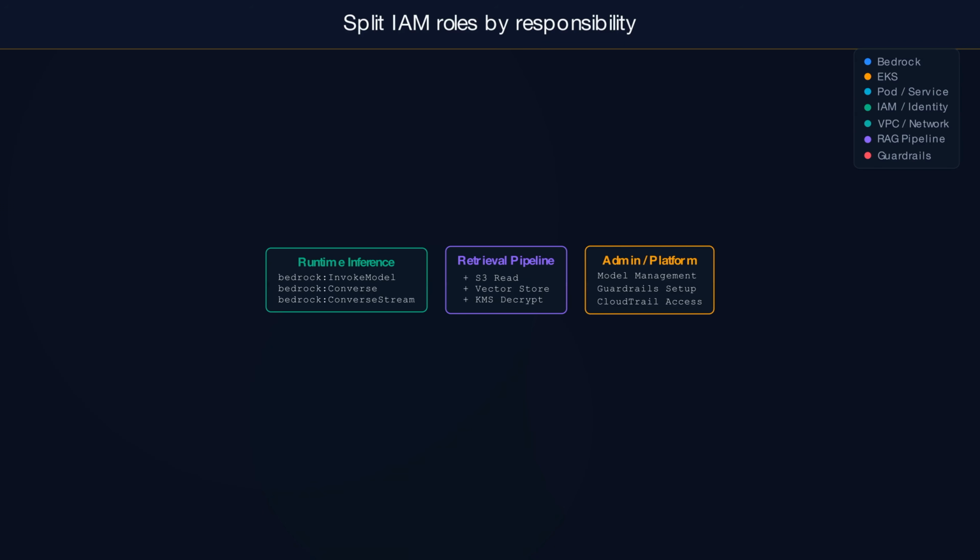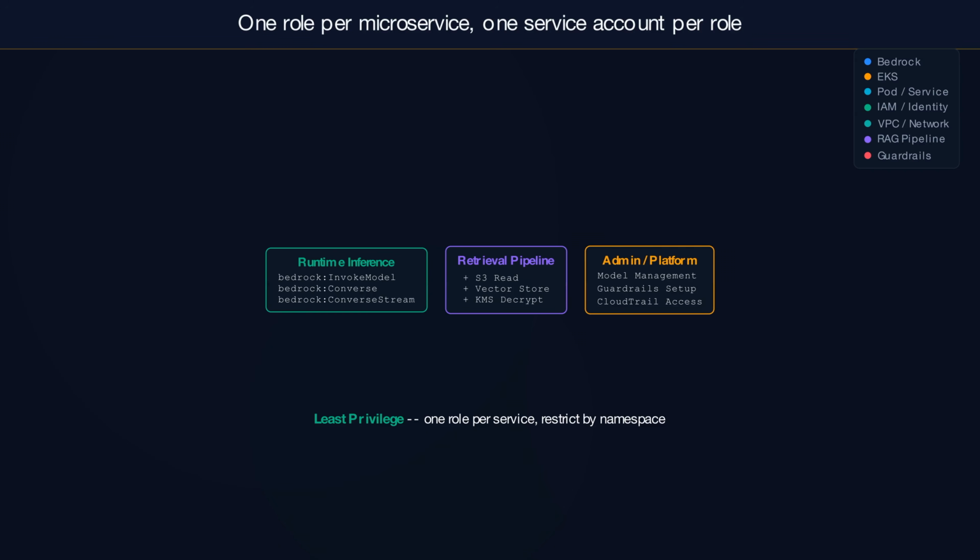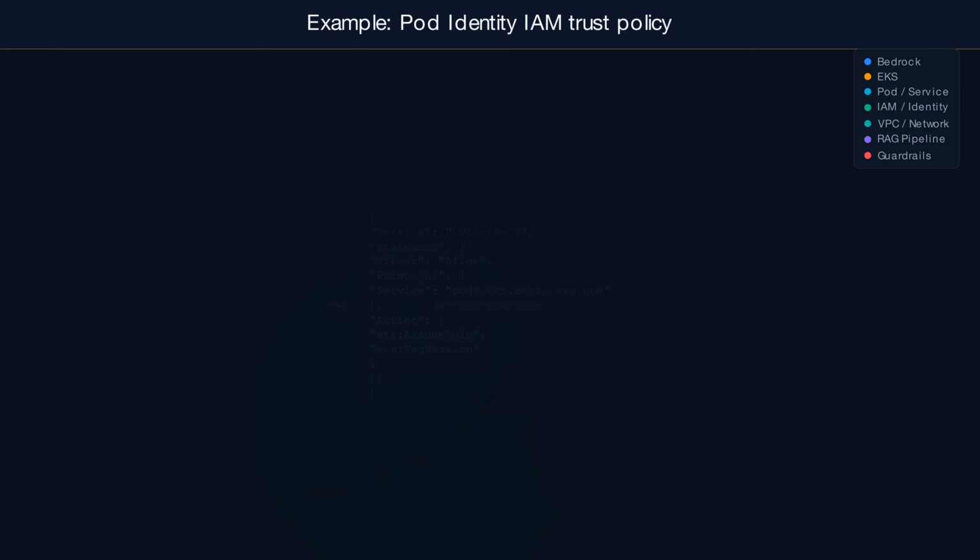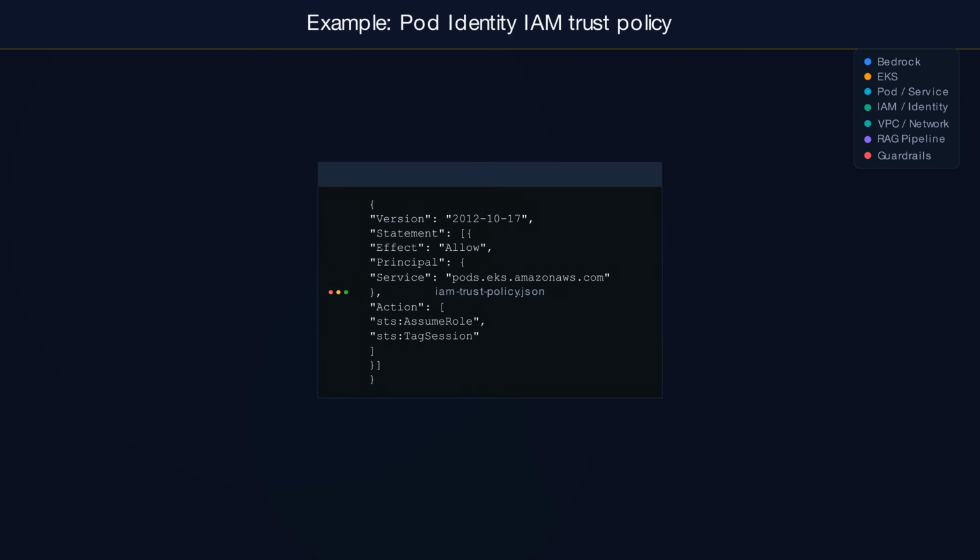Role 1, Runtime Inference, gets only Bedrock InvokeModel and Converse permissions. Role 2, the Retrieval Pipeline, adds S3 read and vector store access. Role 3, Admin, gets model management, guardrail setup, and CloudTrail. One role per microservice, one service account per role. Restrict by namespace, restrict by cluster tag. This is the principle.